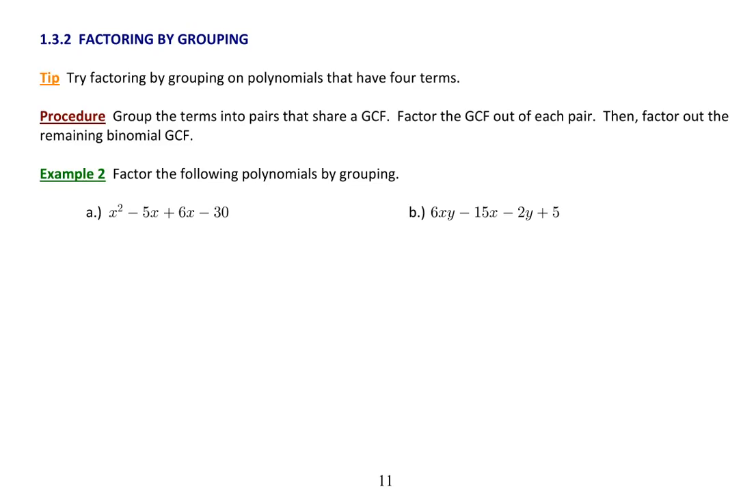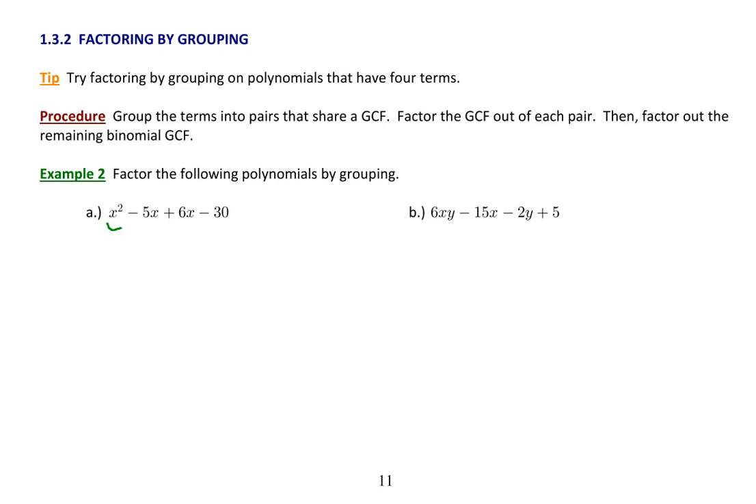Let's try this on example 2. Factor the following polynomials by grouping. So notice on example A, all 4 terms do not share anything in common. That is, there's not a universal greatest common factor. But if we group these pairwise, we can find 2 greatest common factors.